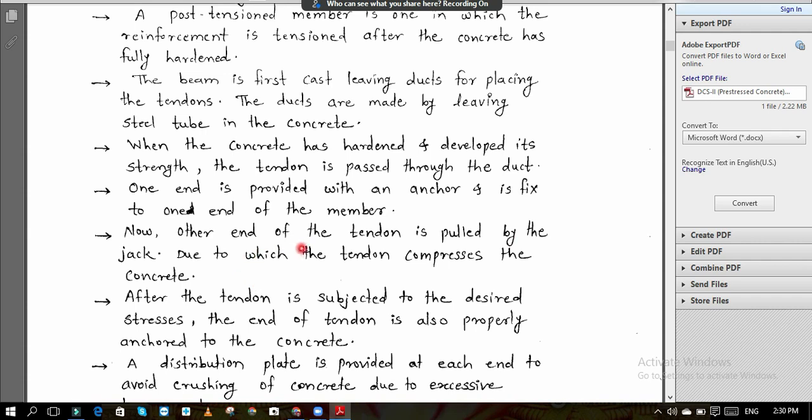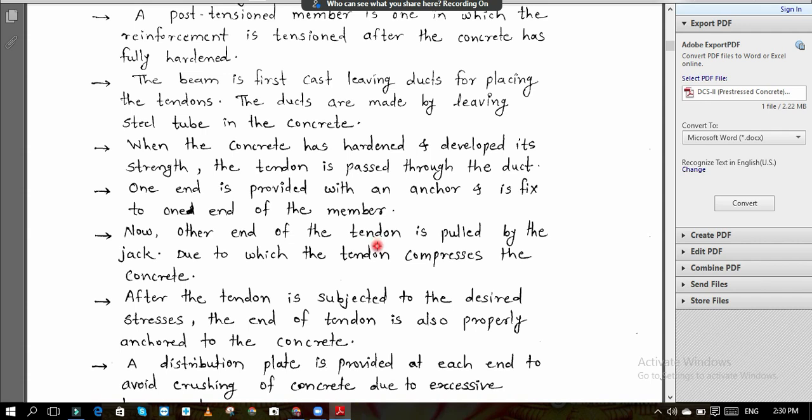Now the other end of the tendon is pulled by the jack. Now the same procedure is there that we have seen in pre-tensioning. So the remaining end of the tendon that we have just inserted, one end we have already fixed by attaching it to a support.